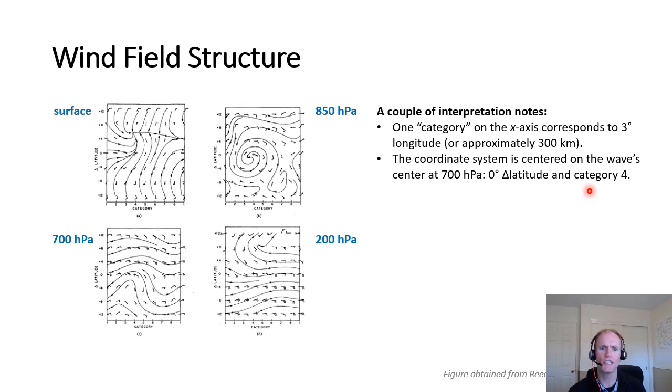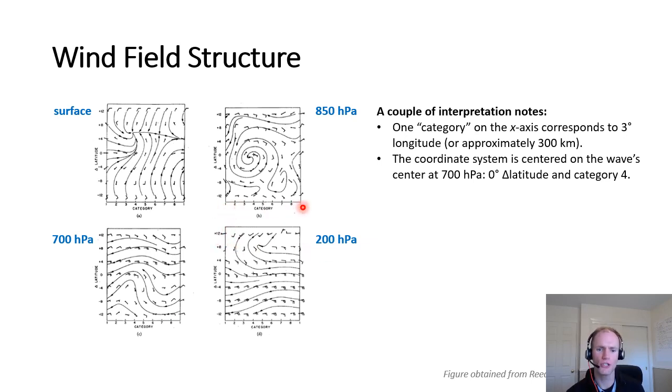So to wrap up this set of videos, I want to take a step through a series of diagrams that help us depict the structure of African easterly waves. Many of them are going to be depicting the surface, 850, 700, and 200 hectopascals here. They have kind of a weird set of axes here.